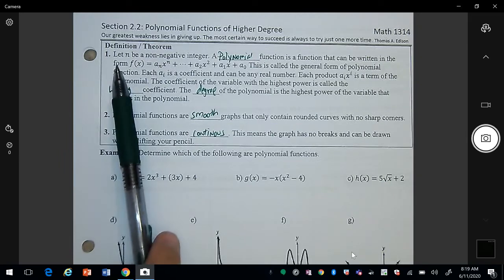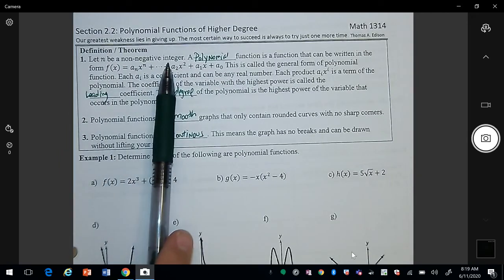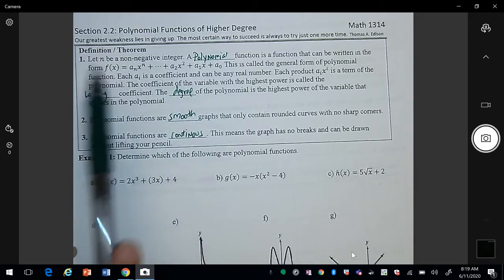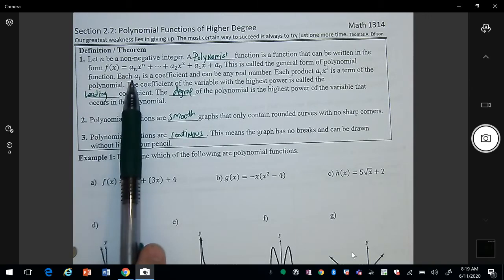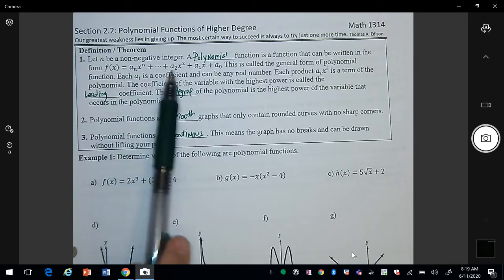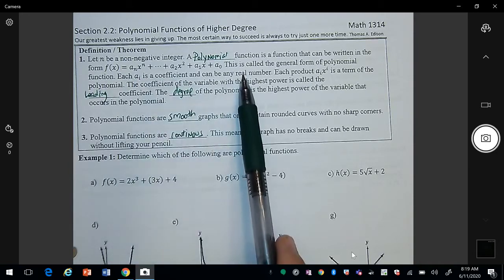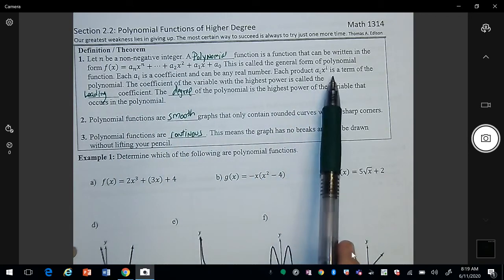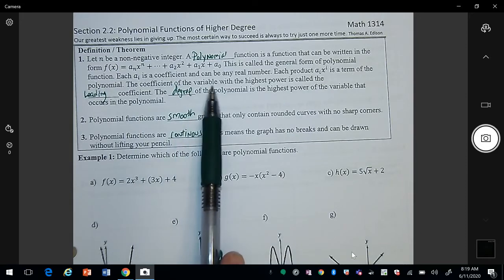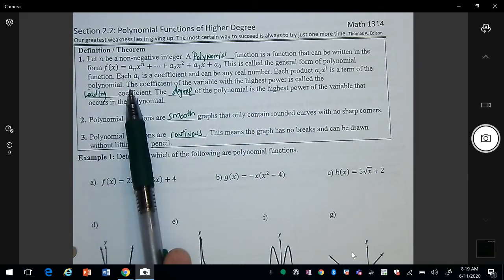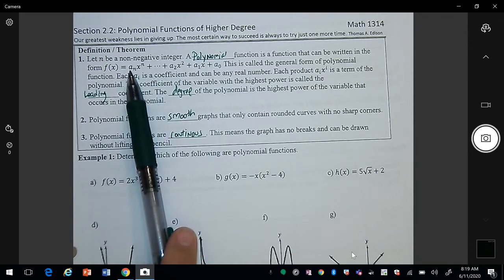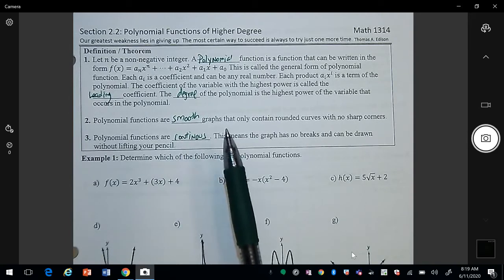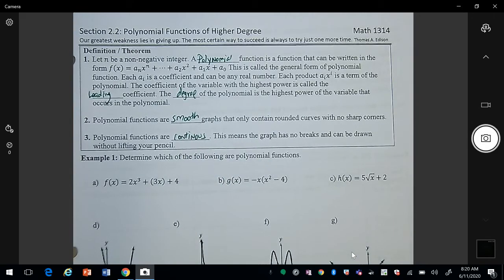So the definition: let n be a non-negative integer. A polynomial function is a function that can be written in this form. That's the general form. Each a_i, the numbers in front of the x's, are called coefficients and are any real numbers. The products, this one and this one and this one, are called terms. The coefficient of the variable with the highest power is called the leading coefficient, which we'll use quite a bit. And the degree of the polynomial is the highest power of the variable that occurs in the polynomial.